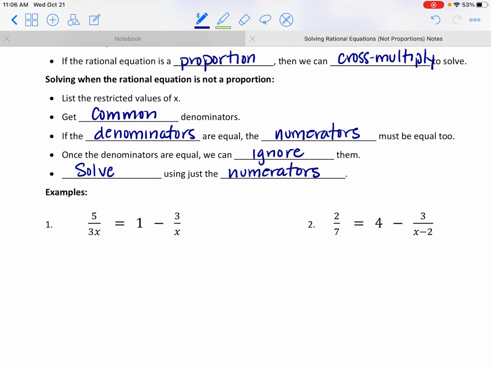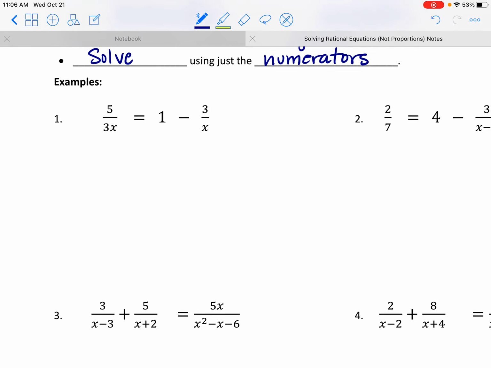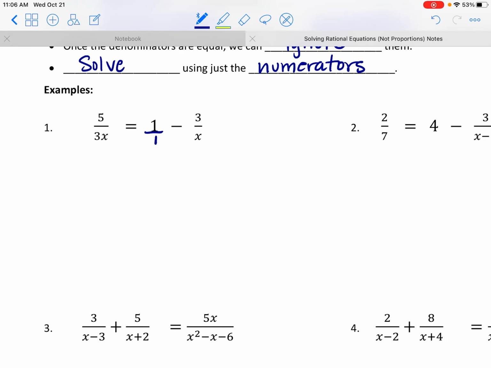So get common denominators so we can ignore the denominators and solve using just our numerators. So looking at our first example here. First, we've got a couple of restrictions. What's restricted? Actually, one restriction here. If I put a 0 in, 3 times 0 would make a 0 in the bottom of that fraction, and the same here. So x cannot be 0 for this particular equation.